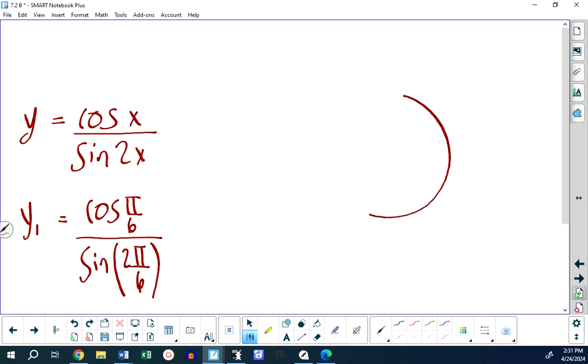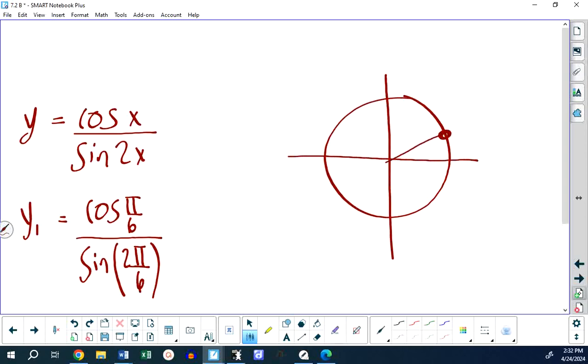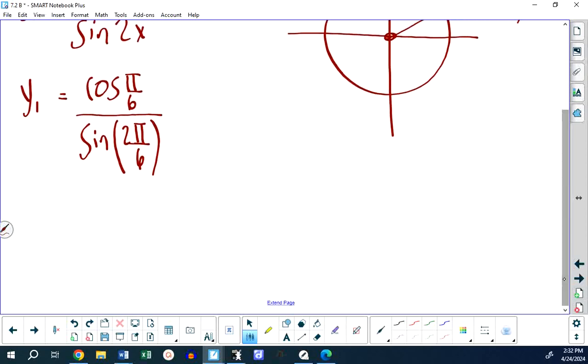So what are we talking about here? Pi over 6, my lumpy circle there, has a terminal arm that terminates at this point, which has coordinates of root 3 over 2, comma 1 over 2. So cosine of pi over 6 is the x-coordinate, which is root 3 over 2. It's going to work out very nicely for a y-coordinate.